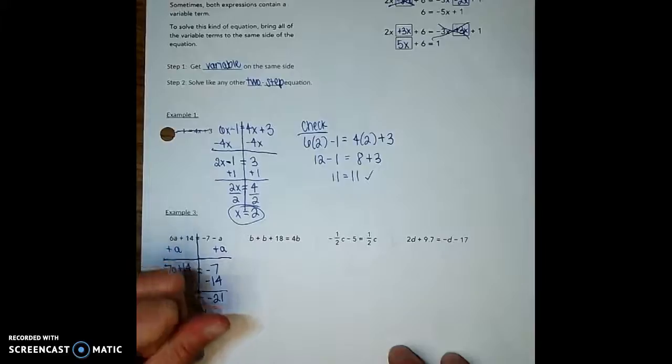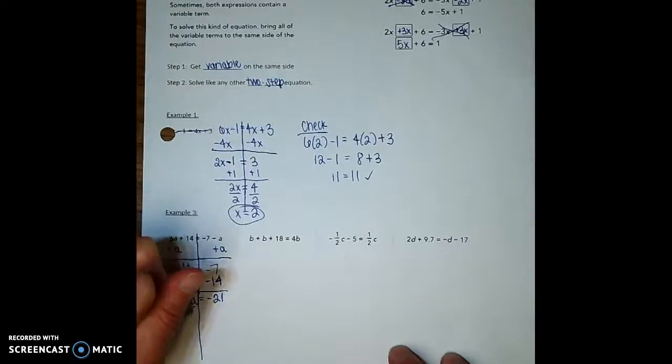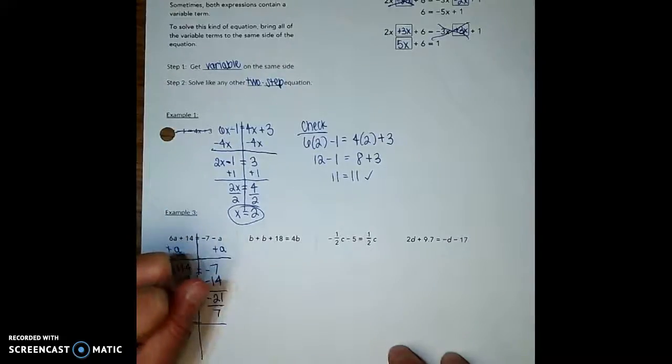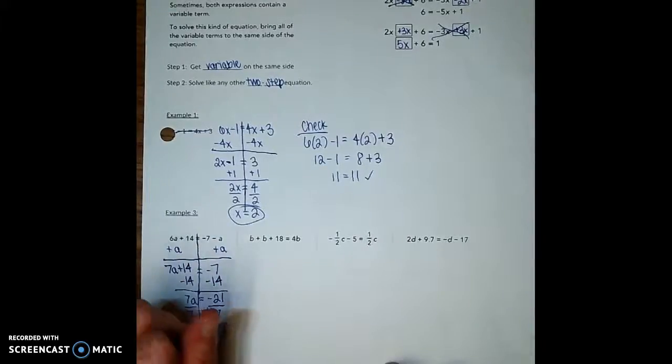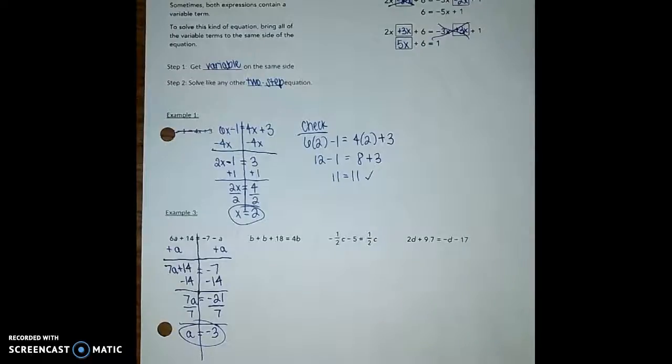Then from there, all I have left to get rid of is that 7, so I divide both sides by 7, and that'll give me a equals negative 3. Now we're not going to check our work here just to save us some time.